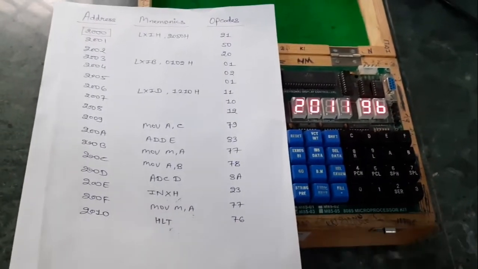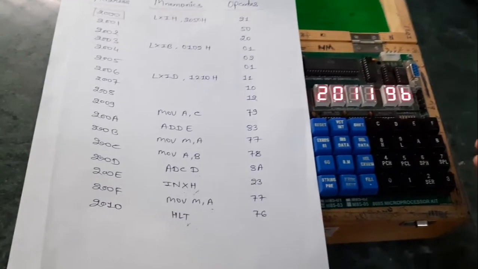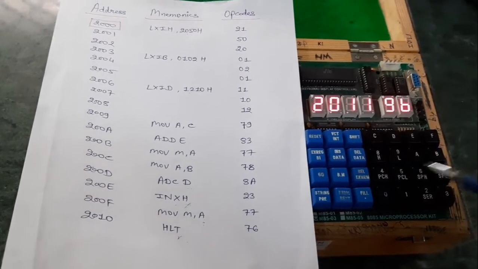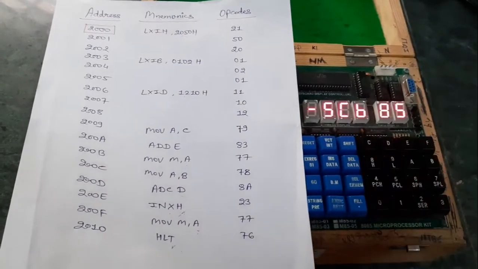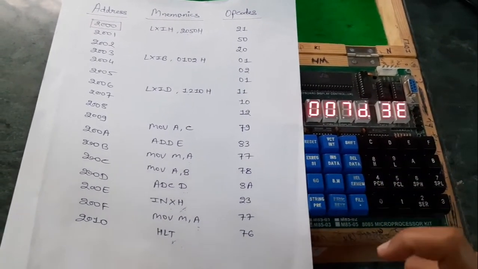Now we want to execute this program so that microprocessor can debug this program. So for execution we will press this go key. So first we will press reset to reset our kit. Then we will press go.